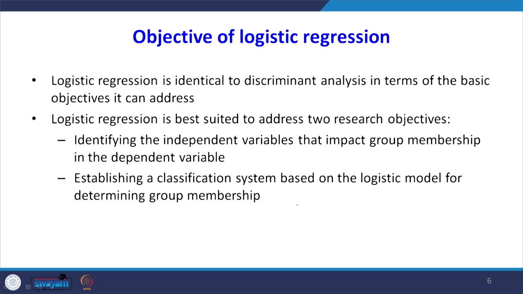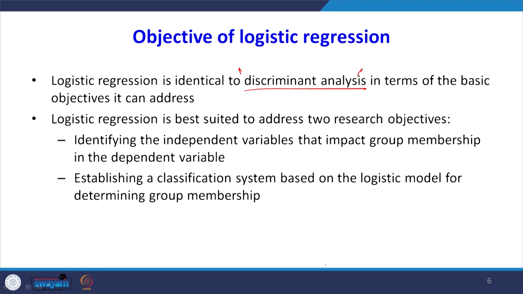Then with respect to the objective of logistic regression, how do linear and logistic regression differ? Logistic regression is identical to discriminant analysis in terms of the basic objectives it can address. There is one technique called discriminant analysis. The basic difference is in logistic regression we have only two levels, 0 or 1, but in discriminant analysis we can have more than two levels. That case is called discriminant analysis. I did not cover this, but this is the concept behind discriminant analysis.